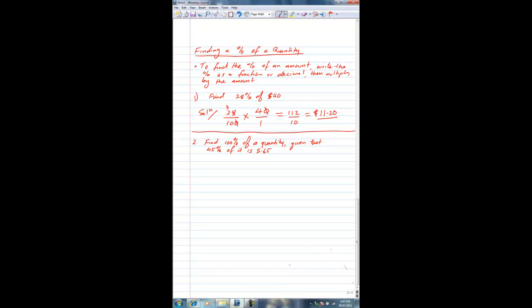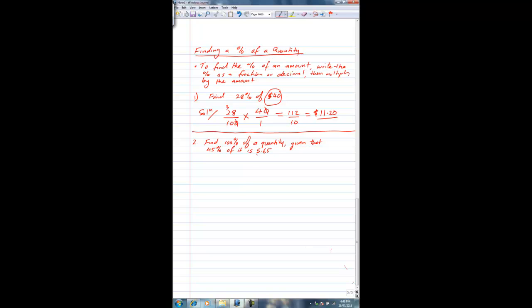Let's have a look at this next question. It says find 100% of a quantity given that 45% of it is 5.65. Now this question is a bit different from the one we have on top here. On the one on top, we already know the 100%. In this case it was $40, and that's the total amount, and out of that total amount we are finding 28% of it.